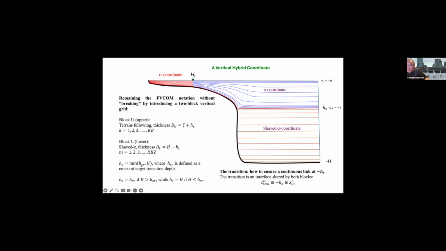So then what will happen? You do this one here. Let me see. So when you do this one here, if the H is larger than SR, you can HS equal to SR. But if the H smaller than this one here, then you automatically choose HS equal to H, as you go back to sigma coordinate.